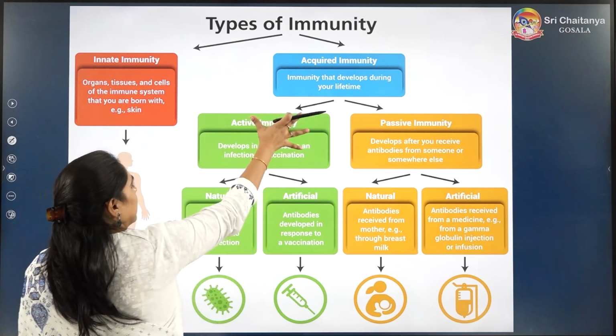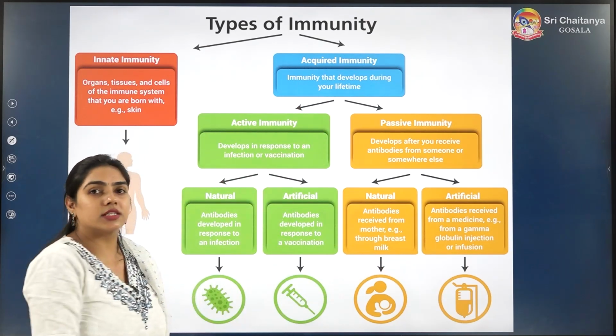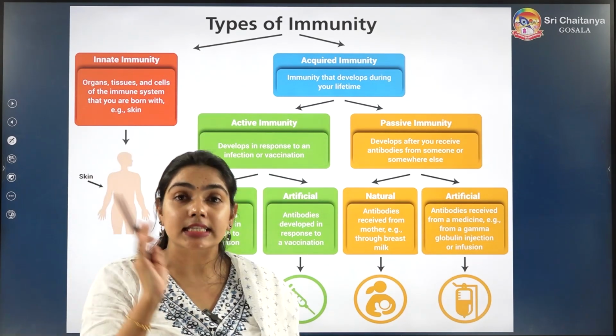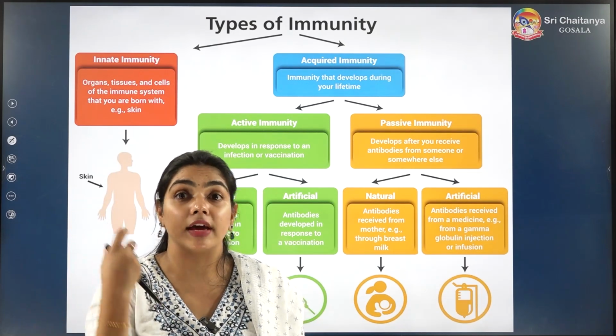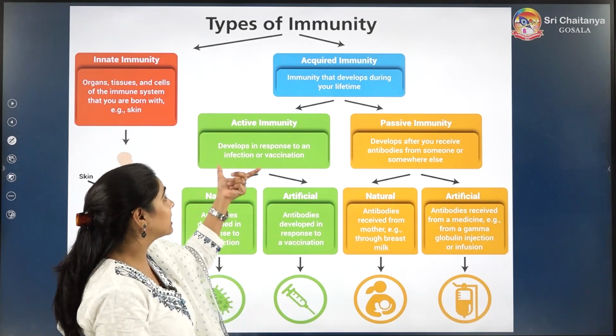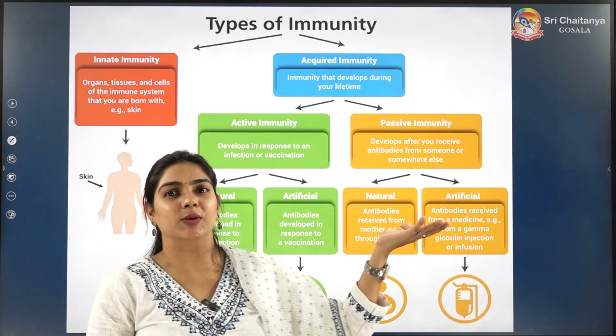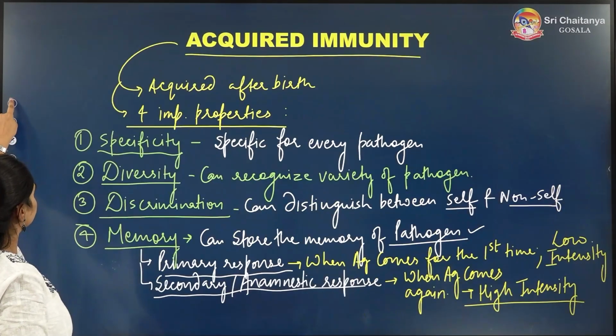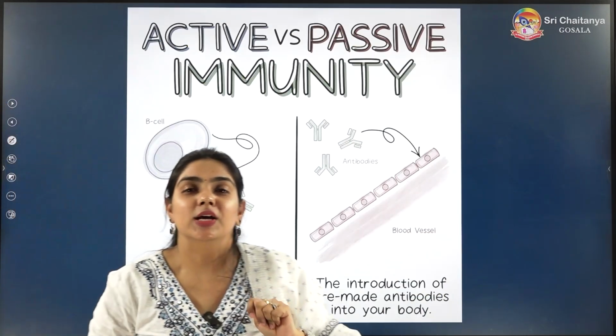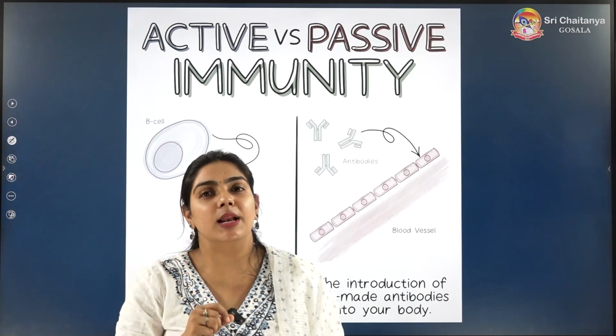Now in acquired immunity also there are types. So I am going to explain these types to you now, the types of acquired immunity. It is very interesting to know what is active immunity, what is passive immunity. Okay, so let's start what is active and what is passive. Let us understand with the help of an example.